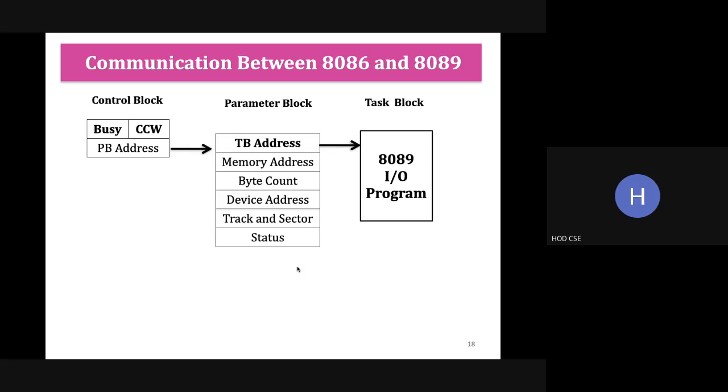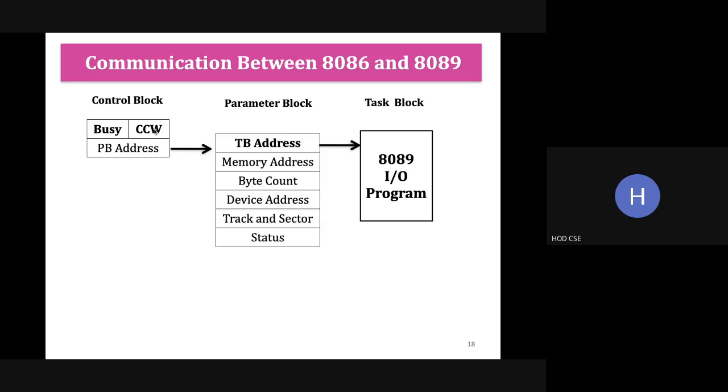So this is the communication between 8086 and 8089. We have three blocks: control block, parameter block, and task block. In this control block, we have a 16-bit register. This is busy, so it indicates whether it is busy or not. And here this is the channel control word.